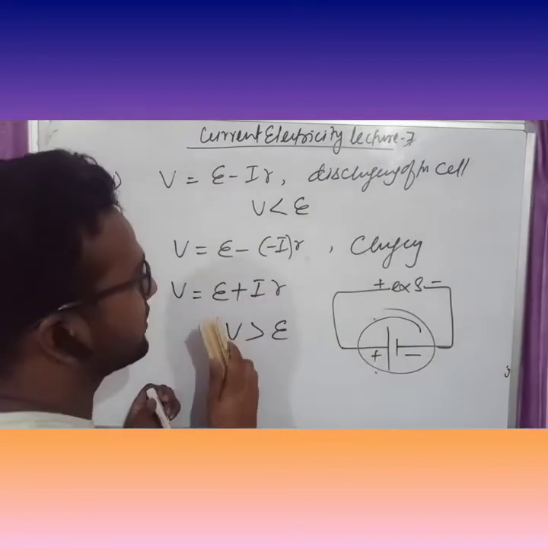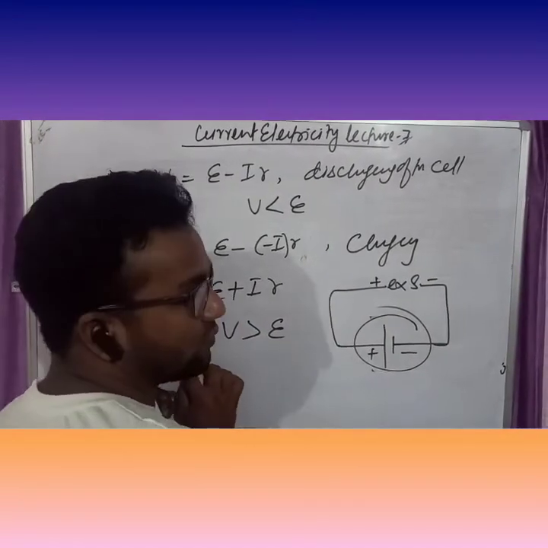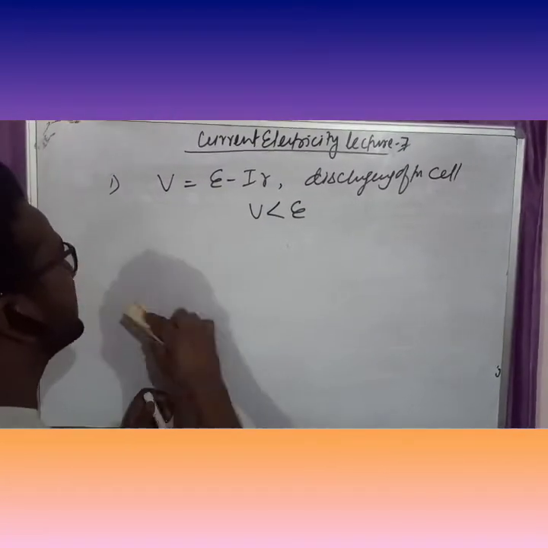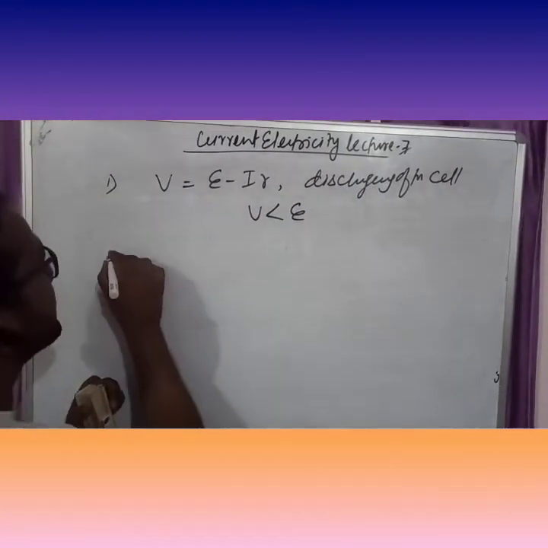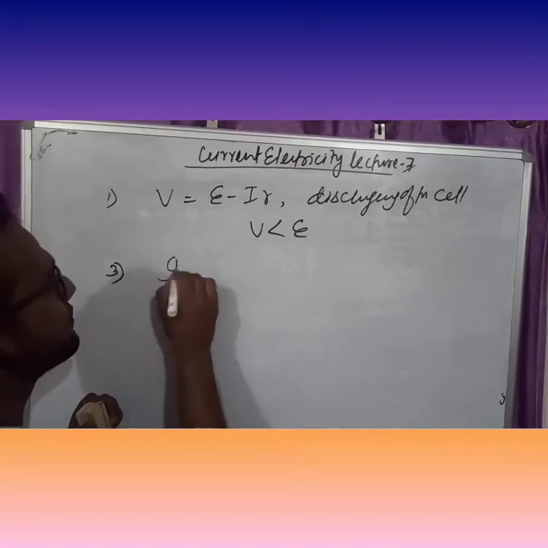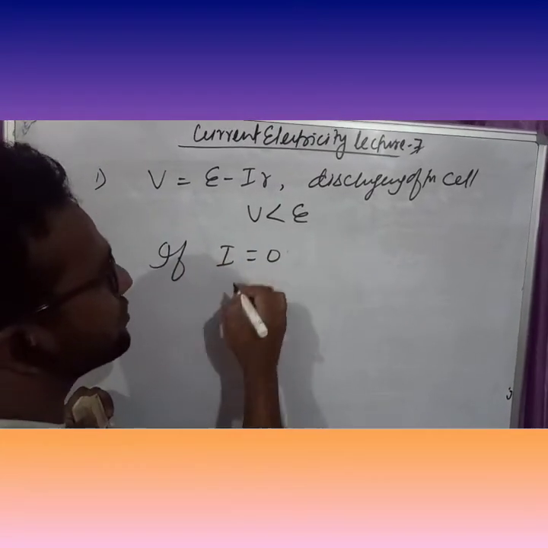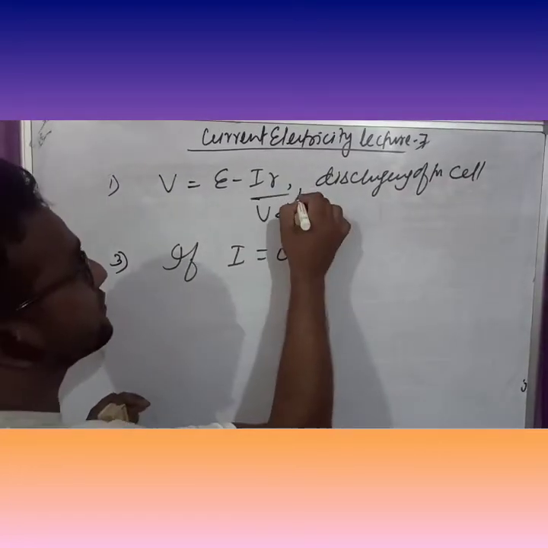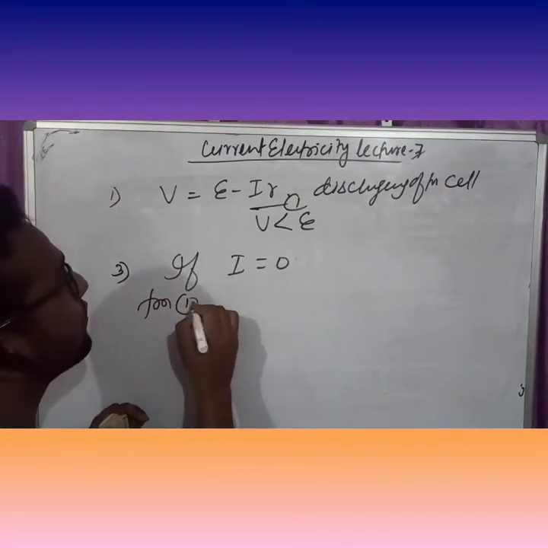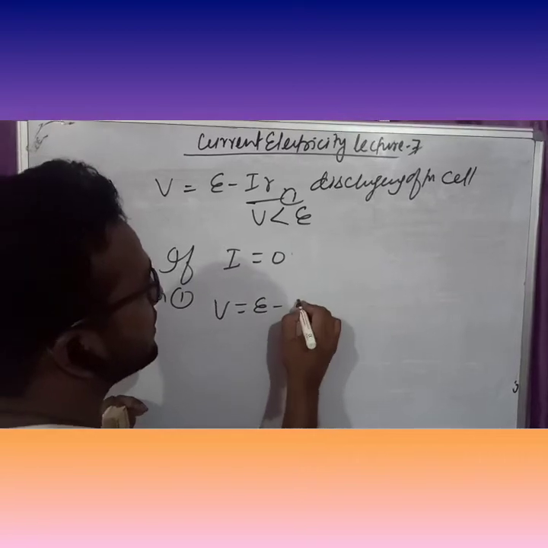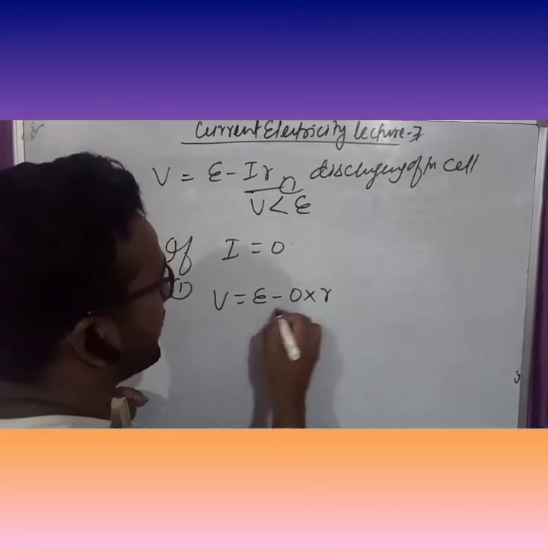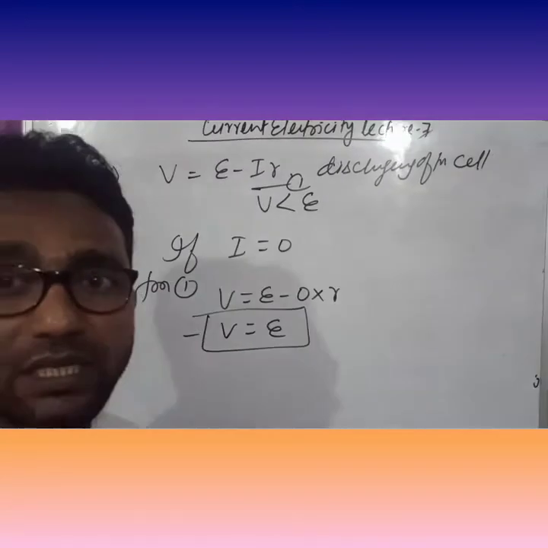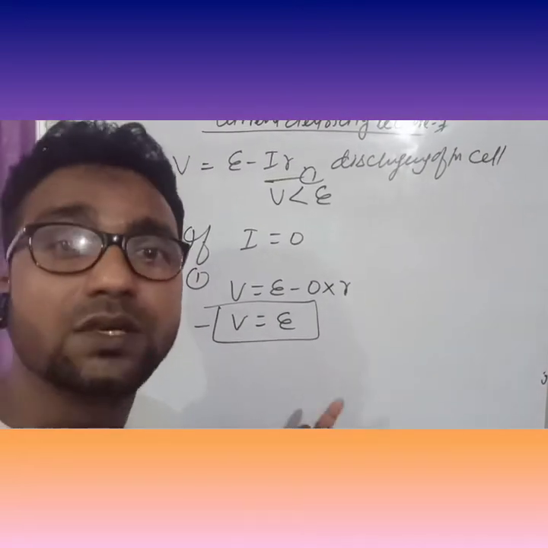So you remember these 2 points are very important for 1 mark. And also, in the third point, if I is 0, meaning no current is drawn from the cell, then from equation 1, V equals E minus 0 into R, and V will be E. यानी इस केस में हमारा टर्मिनल पोटेंशियल EMF के बराबर होगा, when the circuit is open.